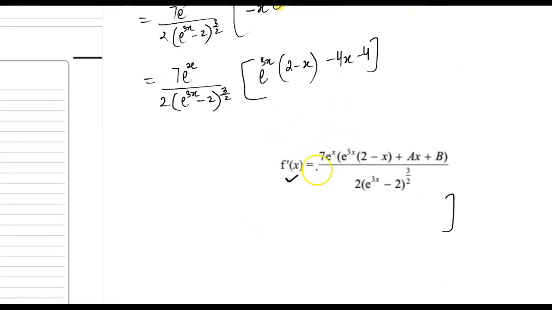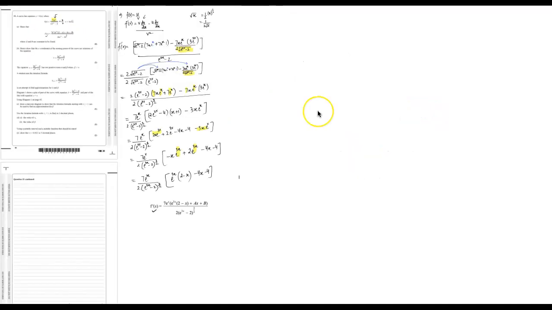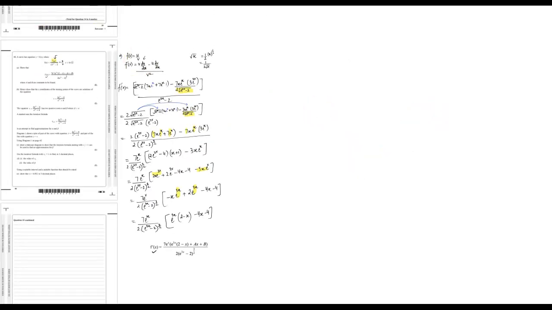I think we've reached 7x e to the power x over 2. Yeah, so this part is correct. And then e to the power 3x, 2 minus x minus 4x. That means a is minus 4 and b is minus 4 as well, right? Now let me move this there. So we have proved the first thing.